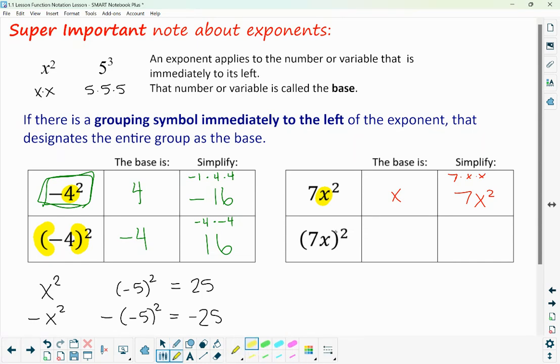In the next example down, the thing immediately to the left of the exponent is a grouping symbol. So the base of this second one is 7x. And so when I square that, that's 7x times 7x, that's 49x squared. So make sure you are really paying attention to what the base is and trying to avoid calculation errors.